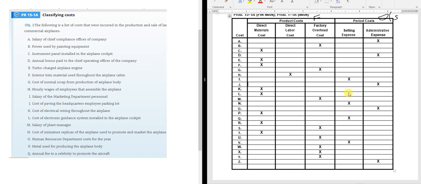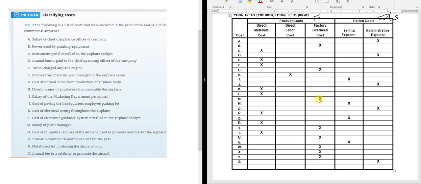Cost of electrical wiring, direct materials. It's in the plane itself. Next one, L, cost of electronic guidance system. It's in the plane itself, so direct materials. M, salary of plant manager. He's in the plant, so he's a product cost, but he doesn't touch the product and make it, so he's part of overhead. He would supervise like 10 airplanes at a time, so you need to spread his cost out over the 10 airplanes.